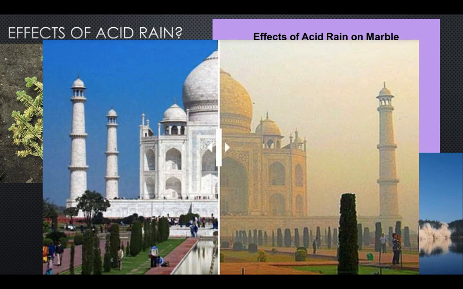And then lastly, here's another effect of acid rain. We have the Taj Mahal before and then after many, many years of industry and air pollutants going up into the atmosphere. You can see the marble looks completely different, okay? And there's a significant haze in the sky.